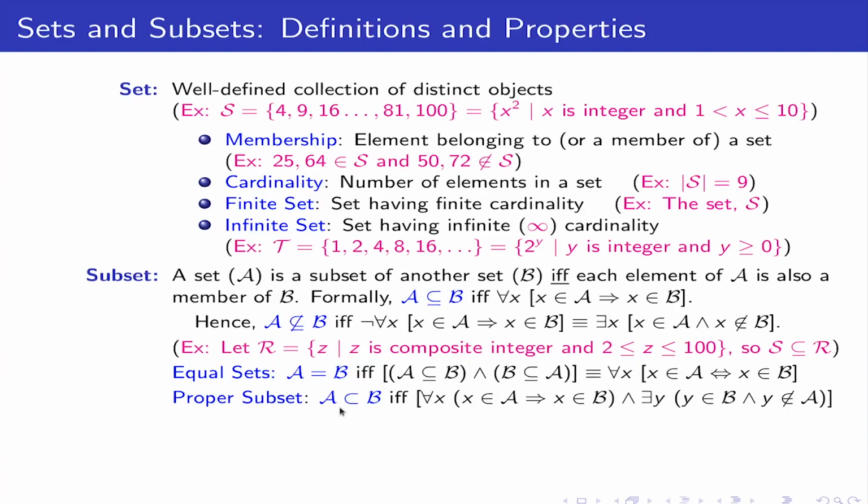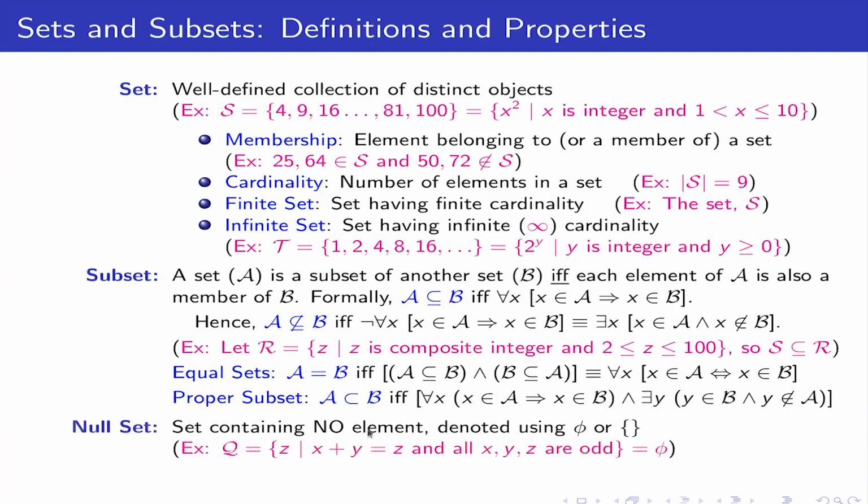We define a proper subset as a subset where every element of A is obviously an element of B, but there are also more elements in B. So we define it this way: for all x, every element of A is also an element of B, but there exists a y which is not in A. So it means that there is some extra element in B.